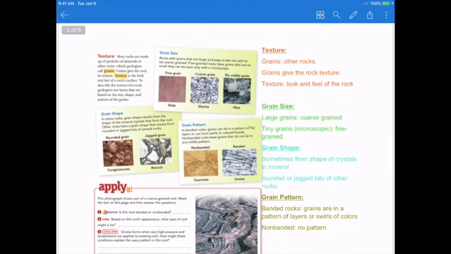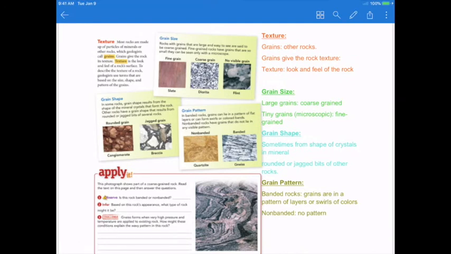Next, we have the texture of rocks. So these are based on grains, and they're grains of other rocks. So grains basically give the rock its texture. Grains, let me go back to grains. Grains are a mixture of different rock particles and different mineral particles, and that gives you what the grain looks like. So grains give the rock its texture, and texture is the look and feel of the rock. So how it looks, how it feels, that's a different texture.